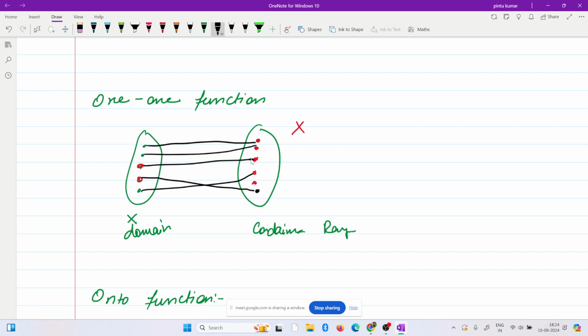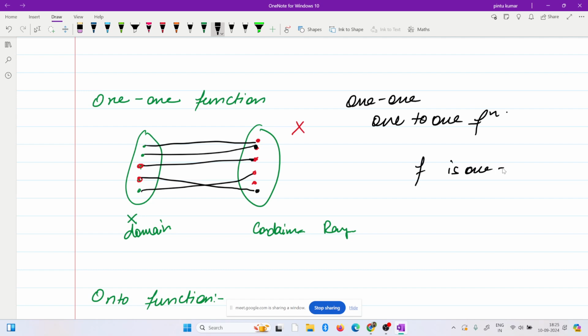Every element in y should have a unique pre-image, or no two elements in x should be mapped to the same element. Then that kind of function is called a one-one function.